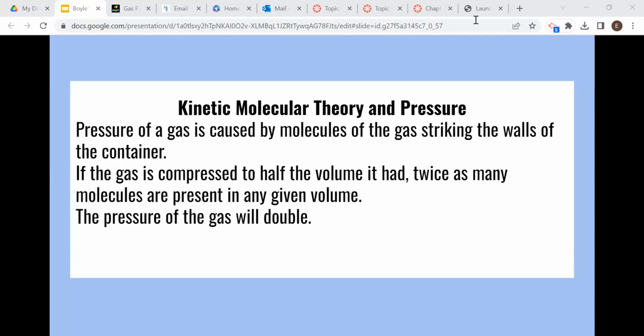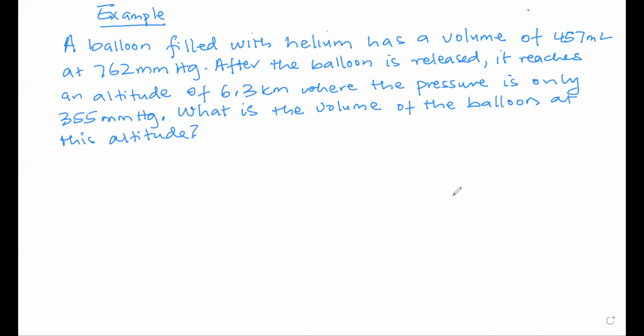So let's look at an example, do calculation to see how this works. A balloon filled with helium has a volume of 457 milliliter at 762 millimeter mercury. After the balloon is released, it reaches an altitude of 6.3 kilometers, where the pressure is only 355 millimeter mercury. What is the volume of the balloon at this altitude?